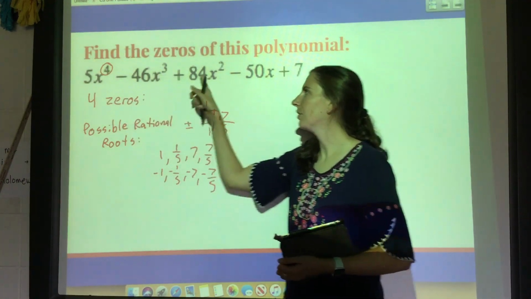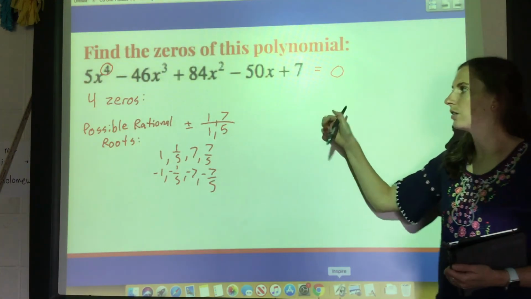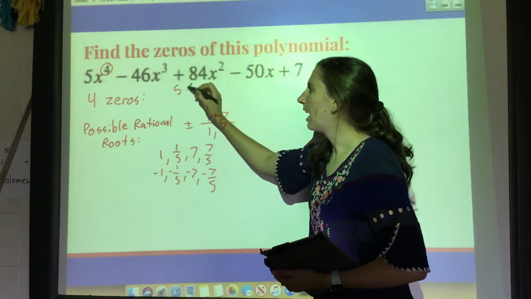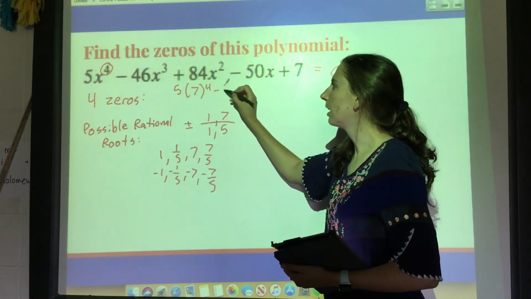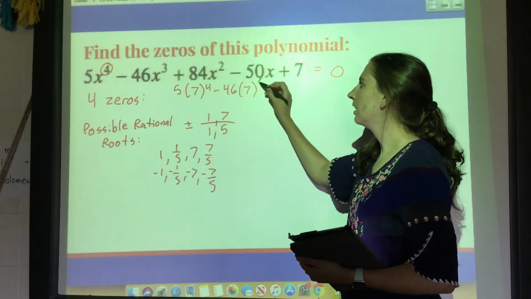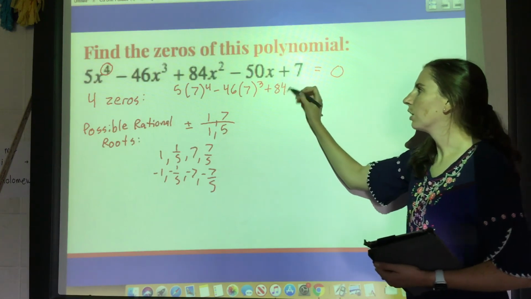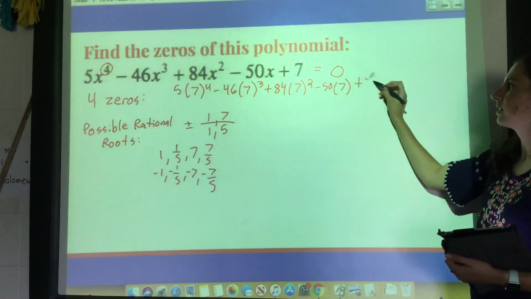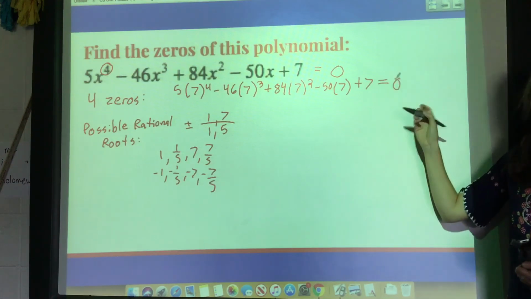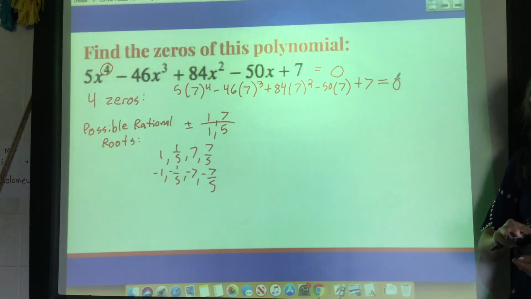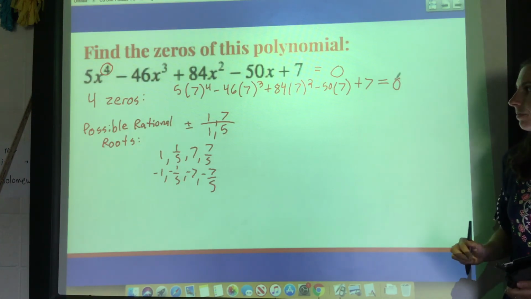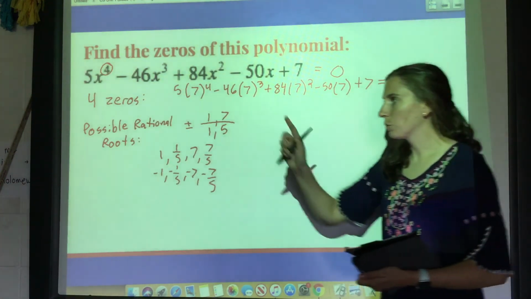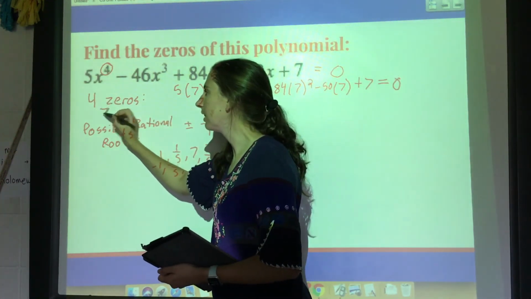Plug in 7 for x, and you should get out 0 if you do 5 times 7 to the 4th minus 46 times 7 cubed plus 84 times 7 squared minus 50 times 7 plus 7. All of that should give you 0. Meaning it does divide in evenly. It is actually a factor. So that's one of my zeros, a 7.